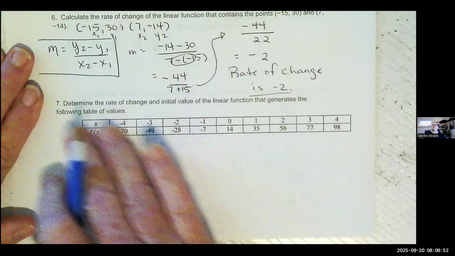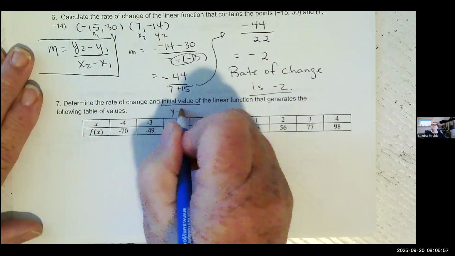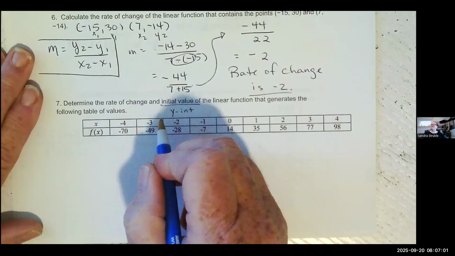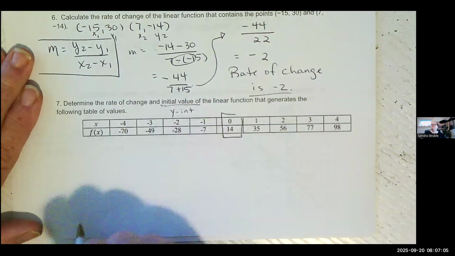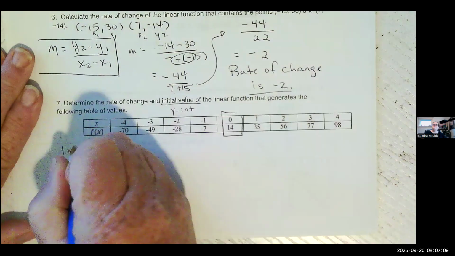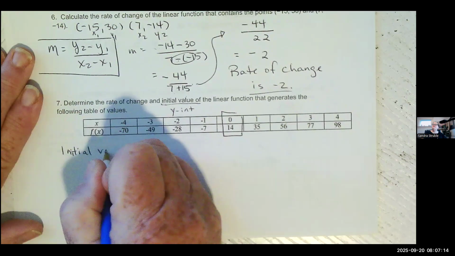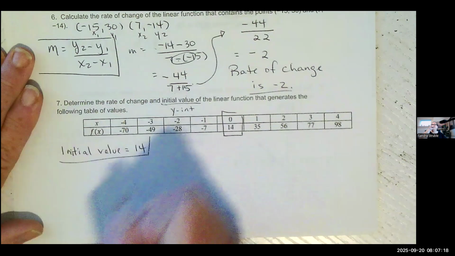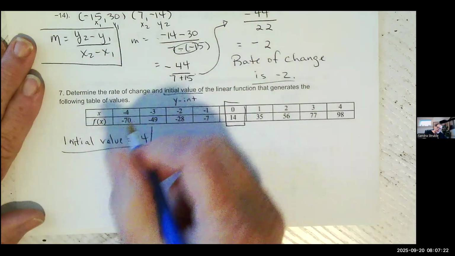Determine the rate of change and the initial value. The initial value is always your y-intercept. Okay. If it's a y-intercept, that means the x is always 0. So this is your y-intercept, which is your initial value. So the initial value is 14. Done with that part. Now let's do the rate of change. I need 2 of these points to do the rate of change.